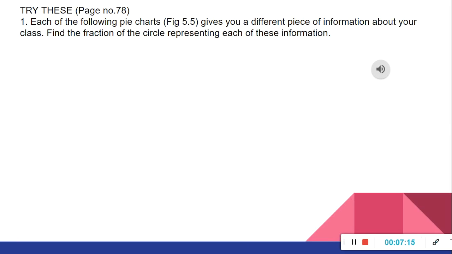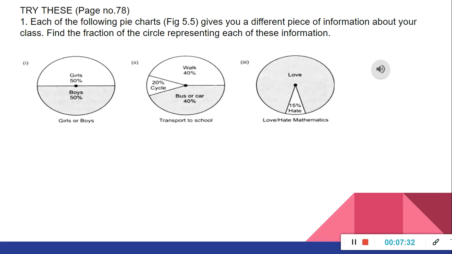Now let's try these questions of page number 78. The first question is, each of the following pie charts gives you a different piece of information about your class. Find the fraction of the circle representing each of these. The first pie chart shows 50% girls and 50% boys.